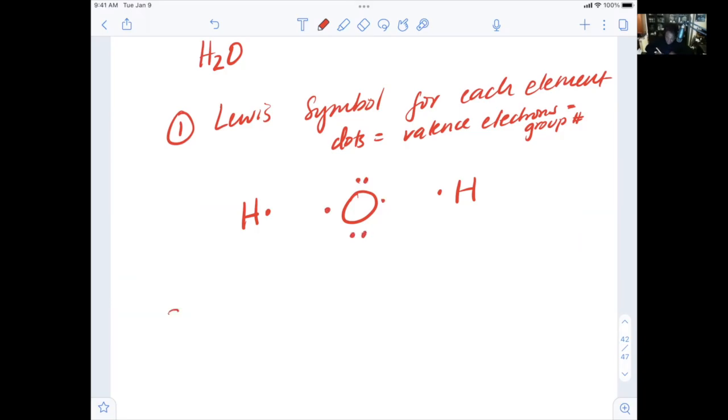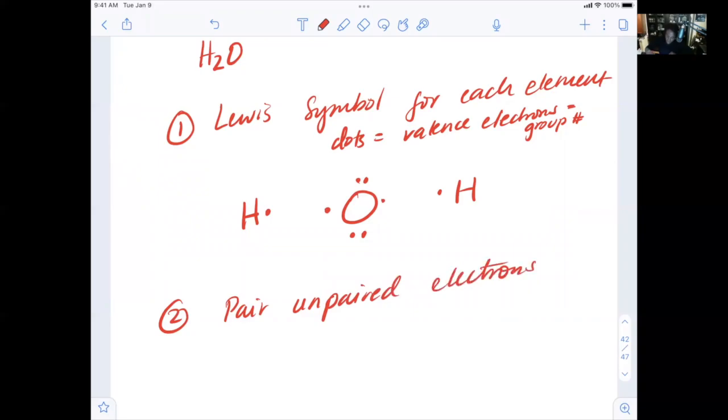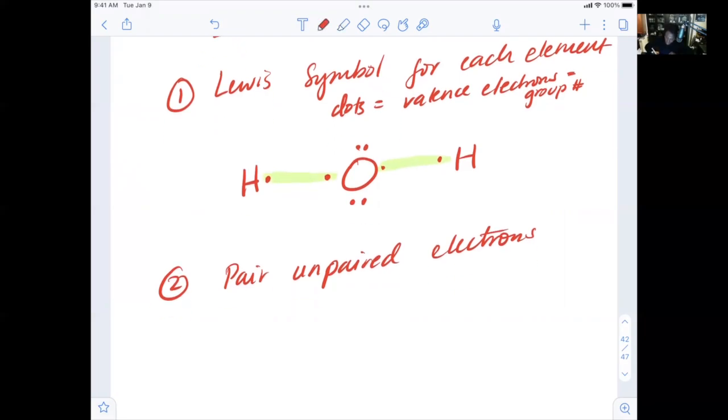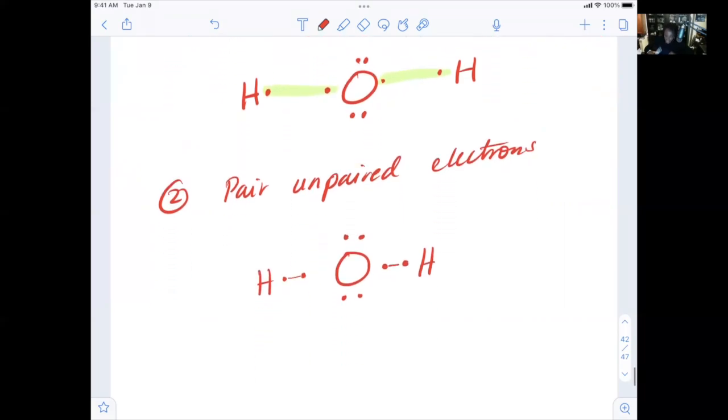Okay. Number 2, pair unpaired electrons. Let me find my unpaired electrons. These are unpaired. These are unpaired. And so we end up with oxygen up like that. And then the shared electrons are right here. Oops, not the right way to draw it. Dot. I'm trying to show you these are being shared, right?